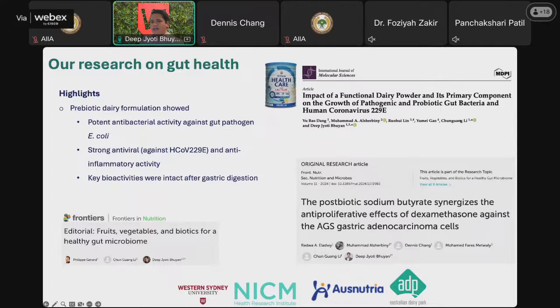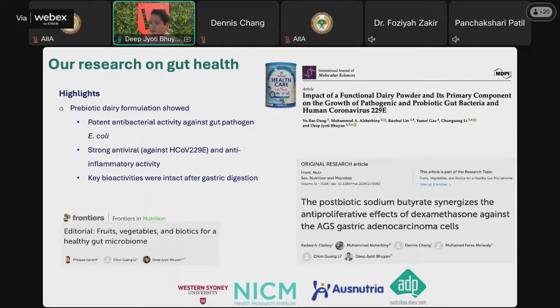In terms of gut health research, we have done some work related to probiotic as well as prebiotic formulation. So we had this particular project with an industry partner in Australia, where we looked at a dairy formulation and tried to understand how the dairy formulation impacts the pathogenic and probiotic gut bacteria, as well as what its effects are on the human coronavirus 229E.